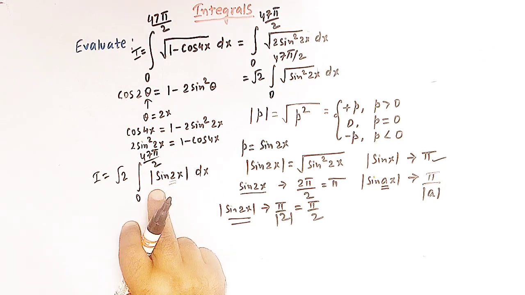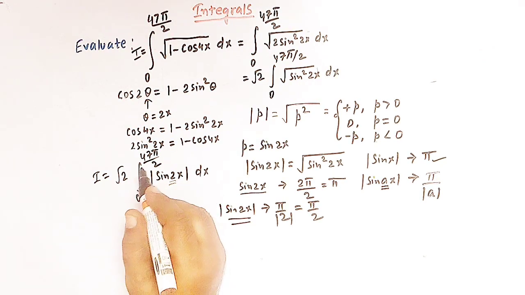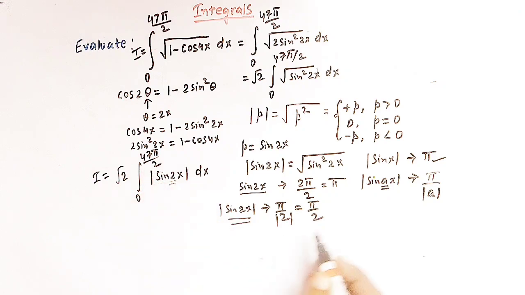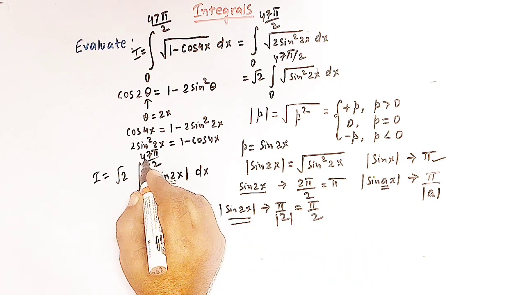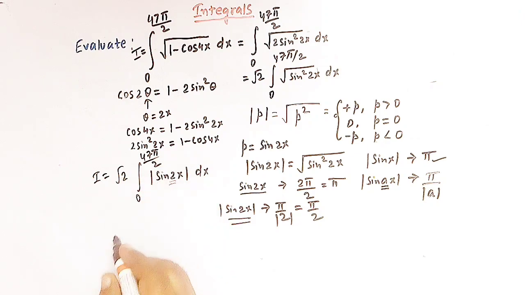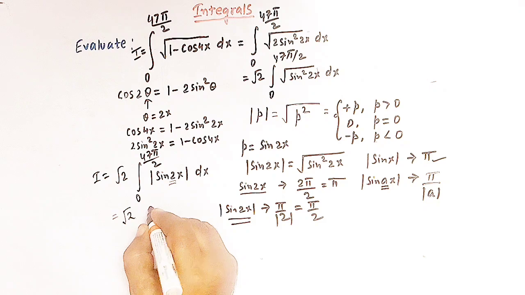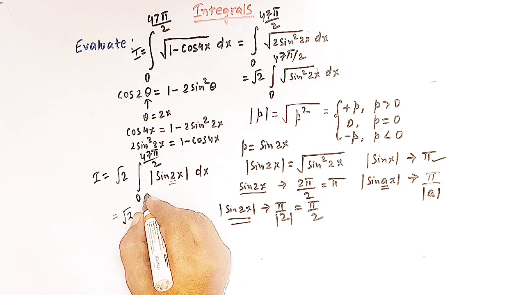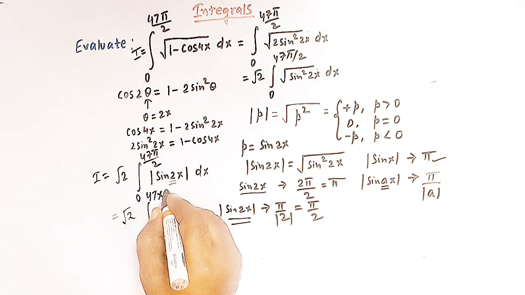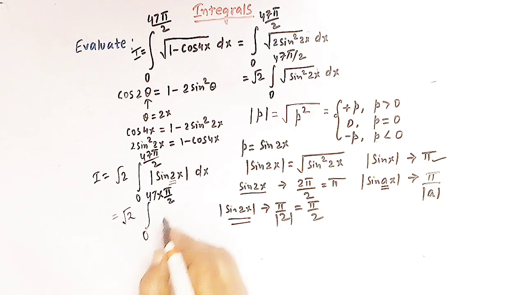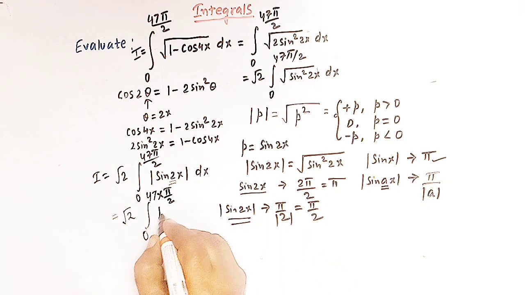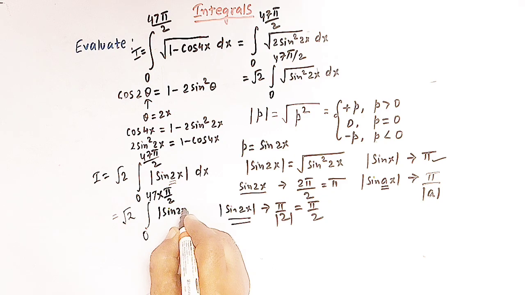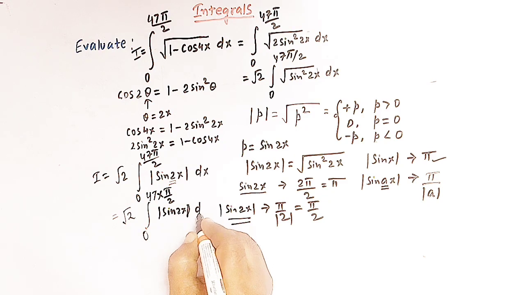And now in this integral, we can see that in the upper limit we have this period pi over 2, because here the upper limit is 47 pi over 2, right? So we can also write this integral as square root of 2, then 0 to 47 times pi over 2, where pi over 2 is the period of mod sine 2x, and here we have mod of sine 2x dx.